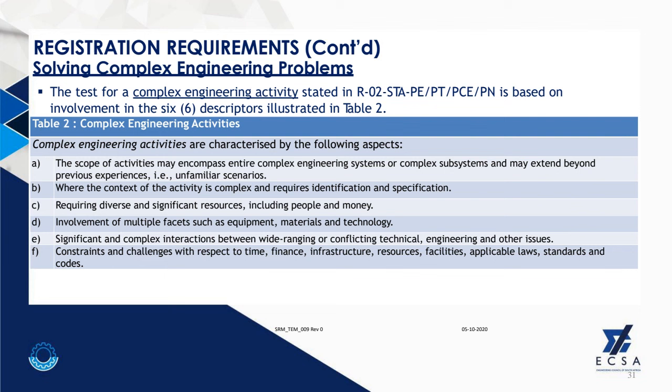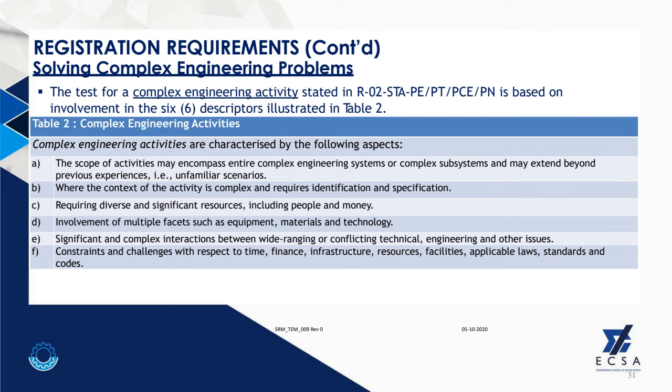The scope of activities may encompass entire complex engineering systems or complex subsystems and may extend beyond previous experience, that is, unfamiliar scenarios. Number two, where the context of activity is complex and requires identification and specification, and so on and so on. I guess you'll get the presentation slides, you can read them further. So it gives you a comparison. I always say to gauge or measure yourself, have the three of them open at the same time and measure yourself against them and read them in that context.